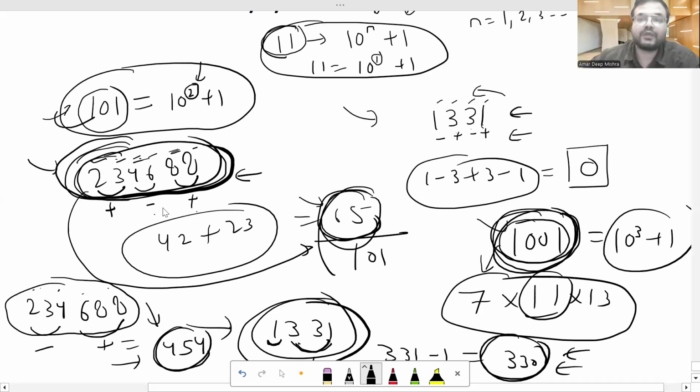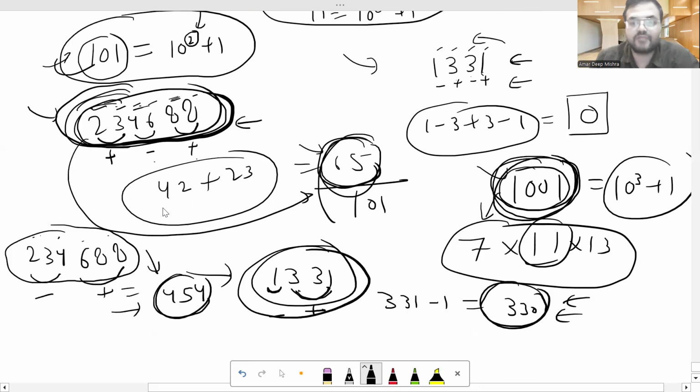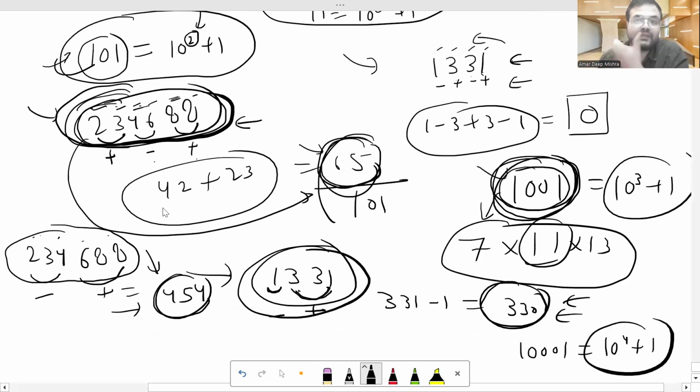This is how you can, like if you increase this value, for example, you have to find out for 10,001. 10,001 is what? 10 power 4 plus 1. So in this case, what we will do, we'll make the groups of 4 numbers, plus, minus, and then finally we will see whether the number is divisible by 10,001 or not. So I hope you are clear with the divisibility rules of 10 power n plus 1 format.